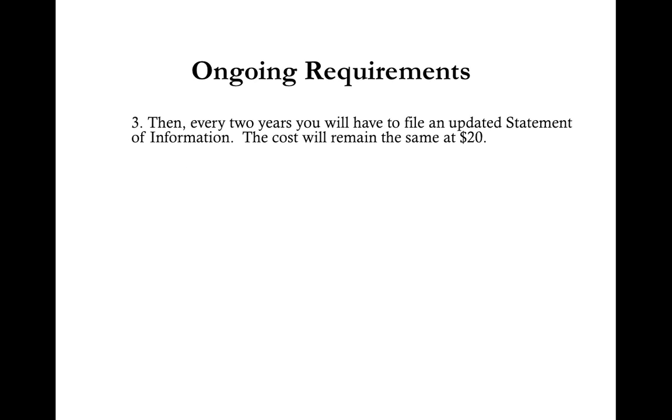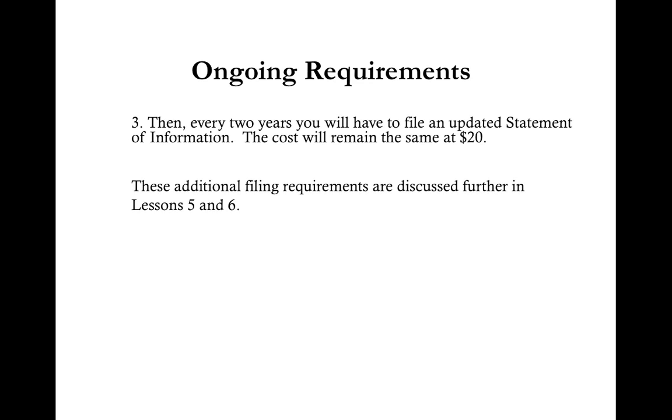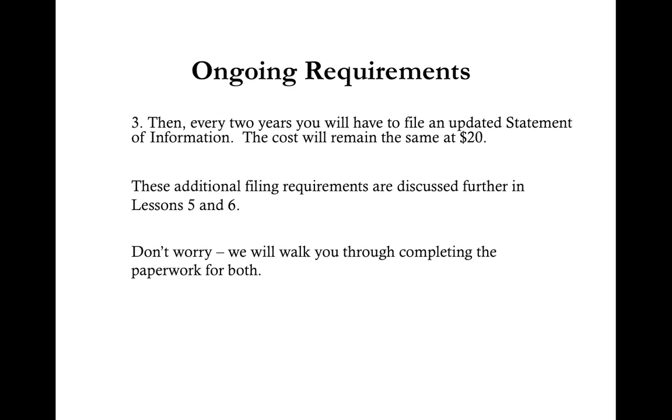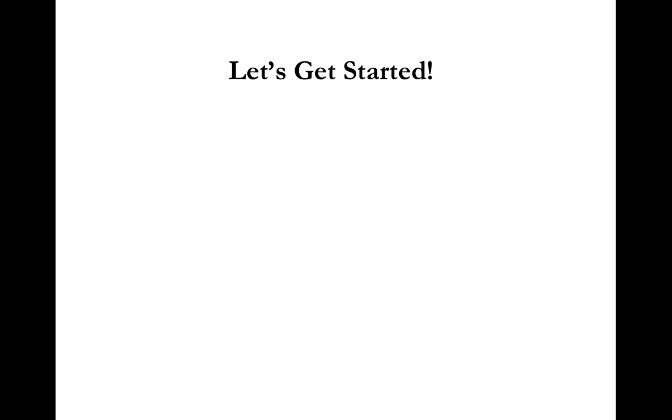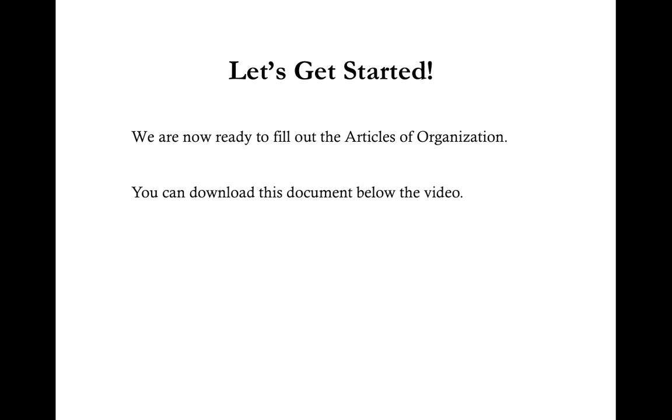Your annual LLC franchise tax will be due every year and will be a minimum of $800. Then, every 2 years, you will have to file an updated Statement of Information. The cost will remain the same at $20. These additional filing requirements are discussed further in Lessons 5 and 6. Don't worry, we will walk you through completing the paperwork for both. We are now ready to fill out the Articles of Organization. You can download this document below the video. Let's get started.